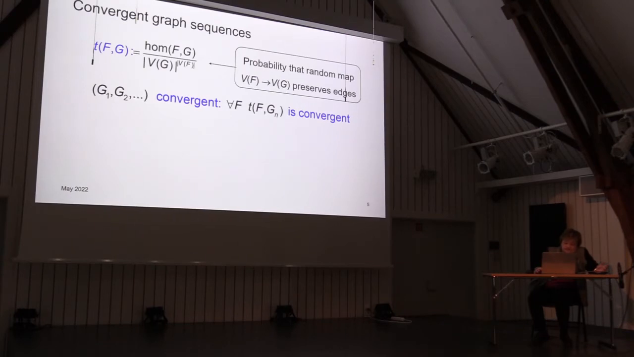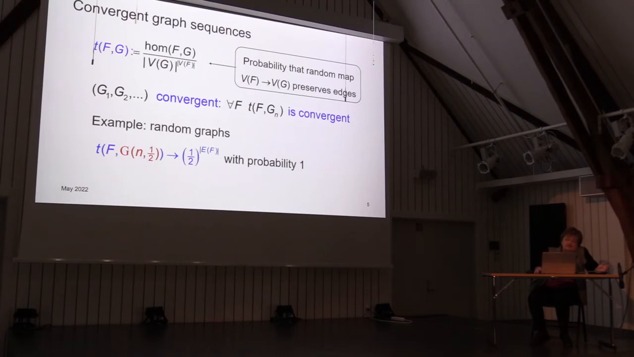So, for example, the random graphs. Any F mapped onto the 1/2 random graph goes to 1/2 to the number of edges in F with probability 1.